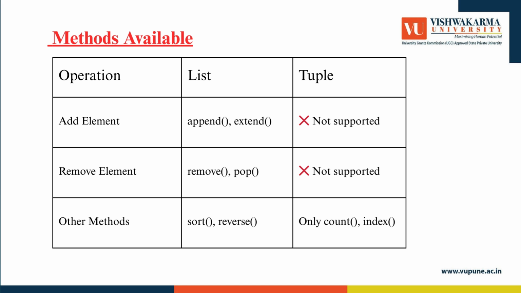Operations such as add element: list uses append and extend, whereas tuple does not support it. Second operation, remove element: for list we can use remove and pop, whereas tuple does not support any operation for remove. Other methods like sort and reverse are used for list, and tuple only has count and index.